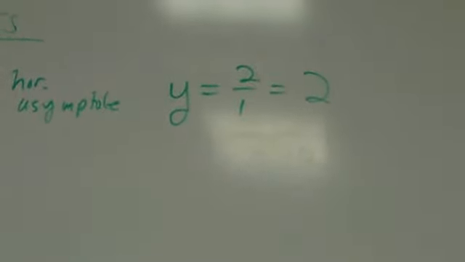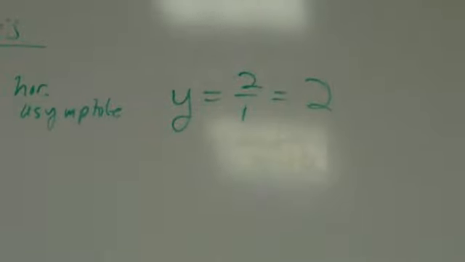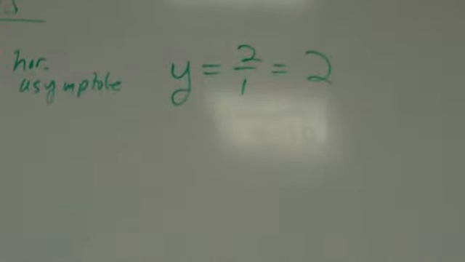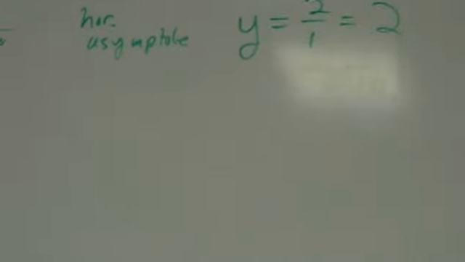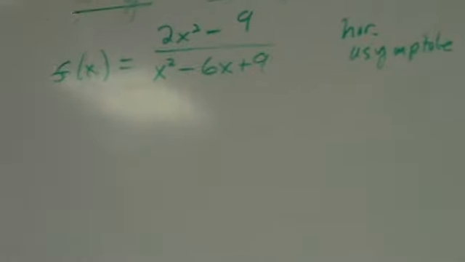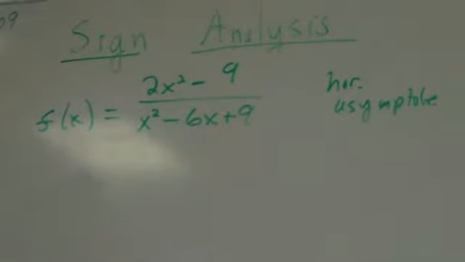If it had been a lower degree up here, it would have been the x-axis. If it had been one higher degree up here, you'd have to use long division and get a slant asymptote. Okay? So the horizontal asymptote is y equals 2.